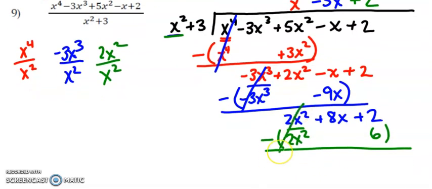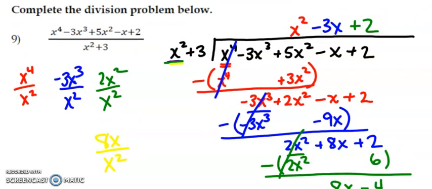These are going to cancel as they should. 8 minus 0 is 8x. 2 minus 6 is negative 4. When I try this last round, 8x divided by x squared does not leave me with something with a polynomial, so this becomes my remainder. So plus 8x minus 4 when I was dividing by x squared plus 3.